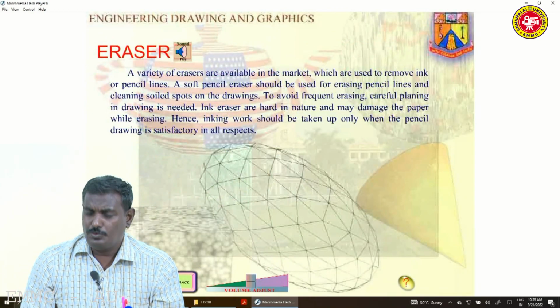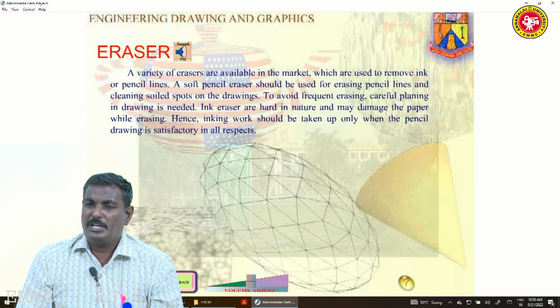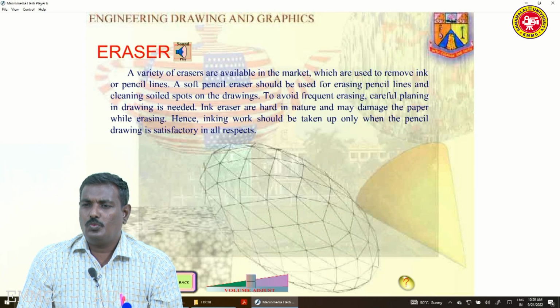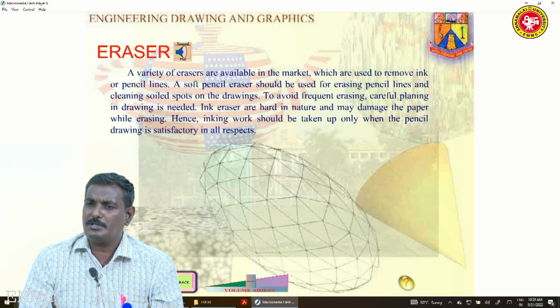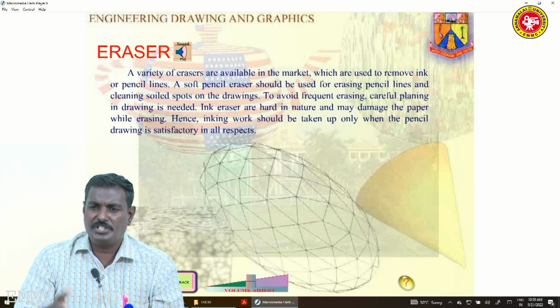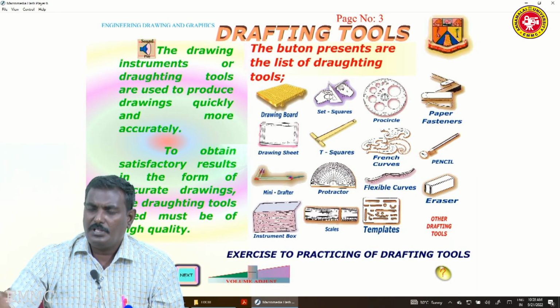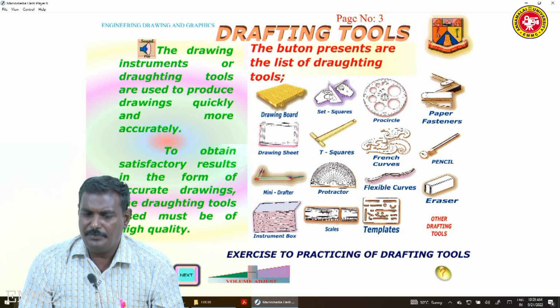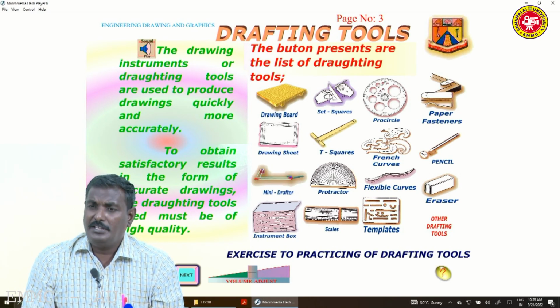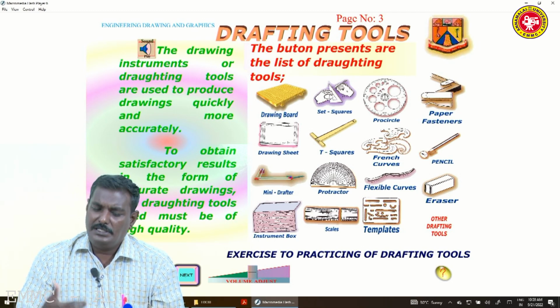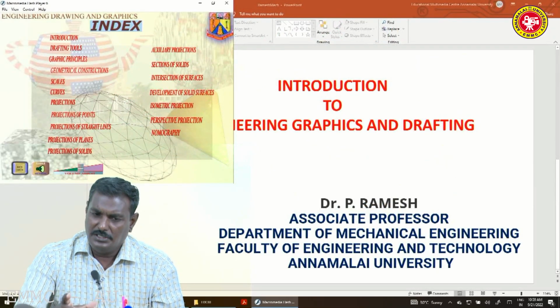Everyone knows why we use erasers, because erasers help us to eliminate or modify. Whenever we did something wrong, or you have to modify some portions, we use erasers. There are many drafting tools. In this session, only up to this we need to cover.